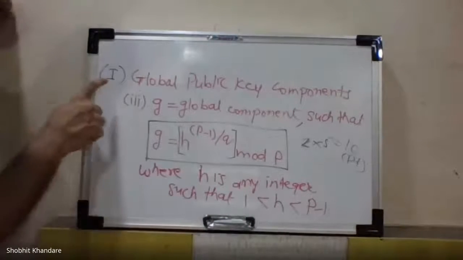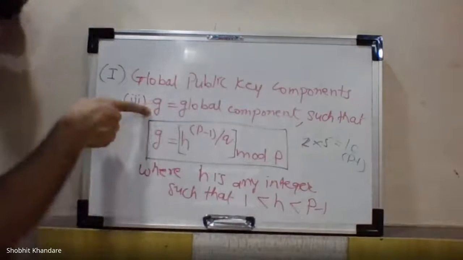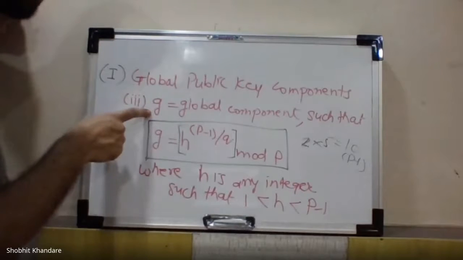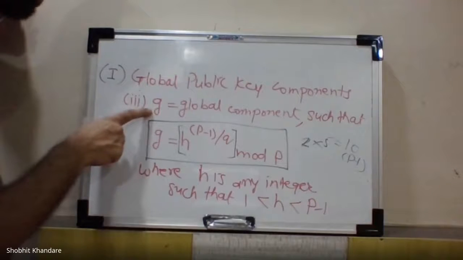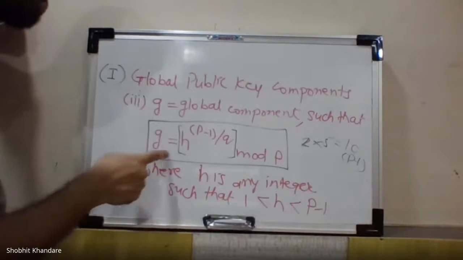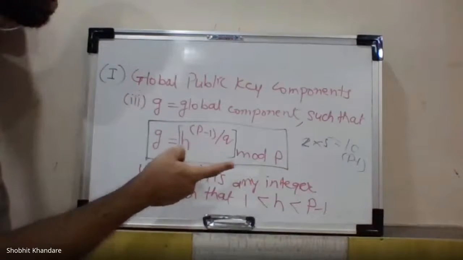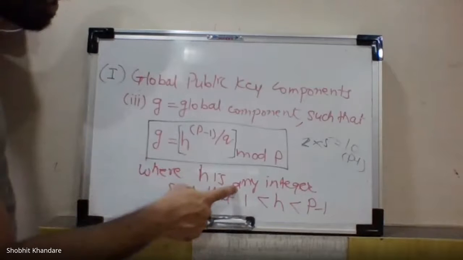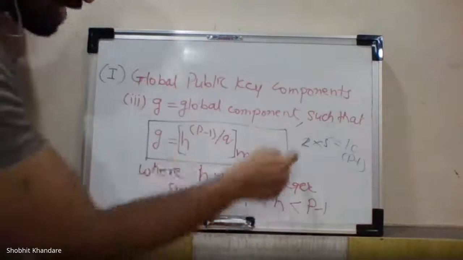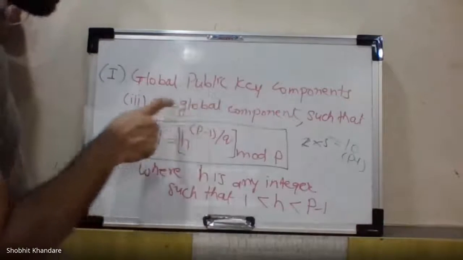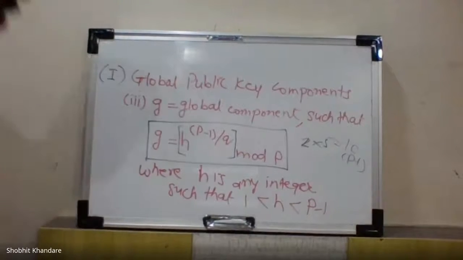So in the first step, I am interested in the global public key component, which is given by small g. Ultimately, number 3 is the only one we are interested in. To get g, what do I need? I need p and I need q. p I will get from number 1, q I will get from number 2, and h I have to assume as any integer between 1 and p minus 1, and mod p. Do this calculation and you will get the global component. So this is about Roman number 1 and Roman number 2. Go to Roman number 2 now.